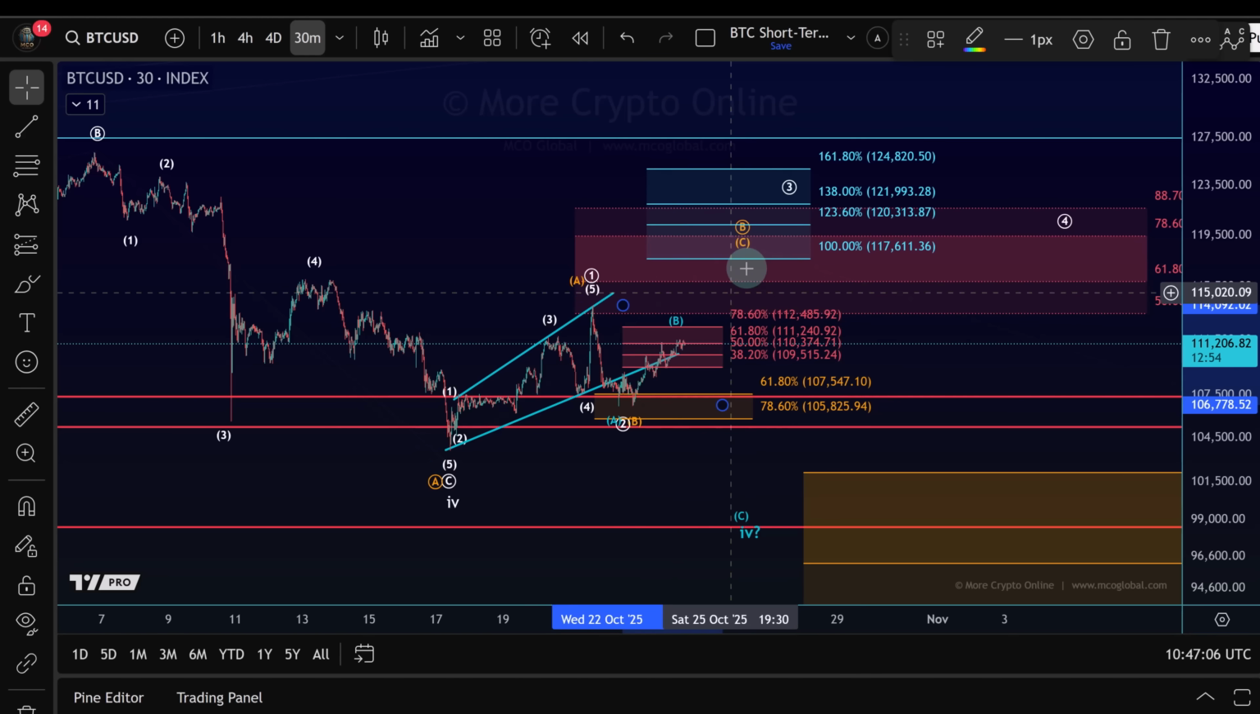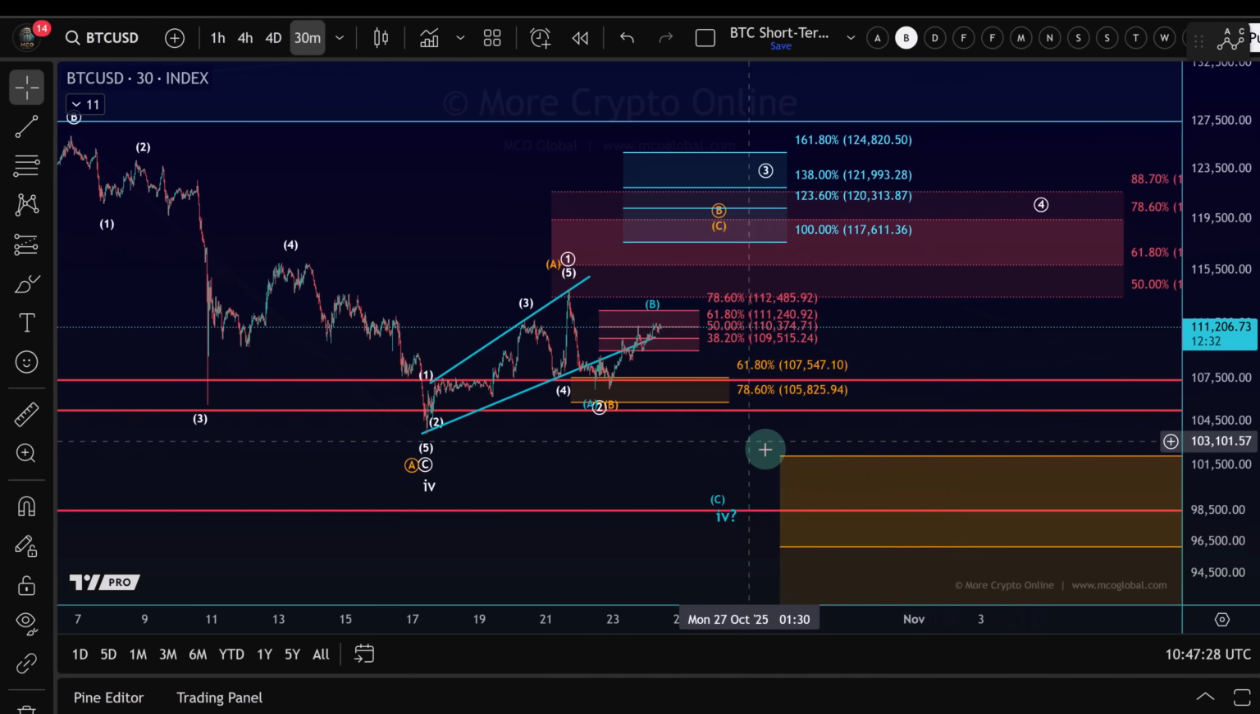So any break above it opens the door to roughly $117,600 plus. This would be the orange scenario. But before we talk about that, what if we get rejected here, which can happen today? Lots of key financial data coming out, CPI and so on. So if we get some volatility and we get rejected here and then also break below the lows of this week around 106,760, the market would likely move down towards the 98.5K level.